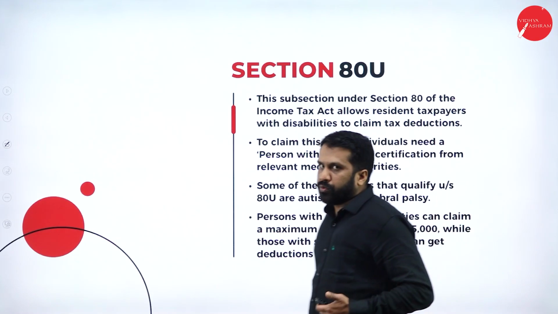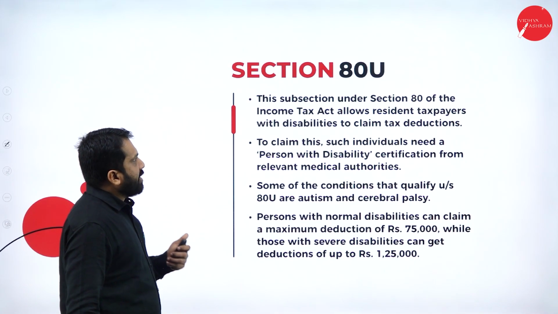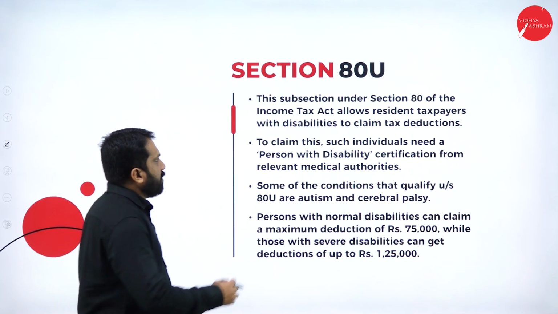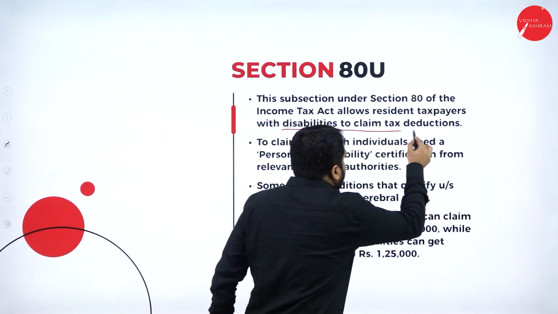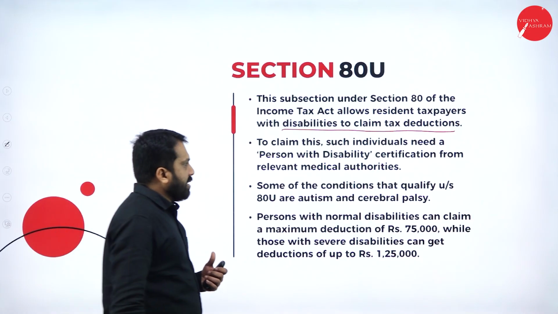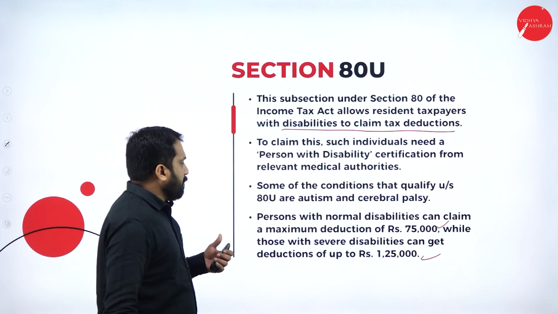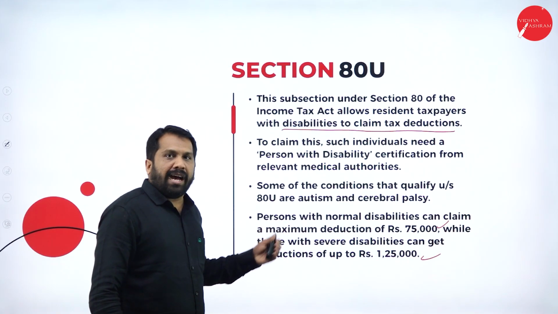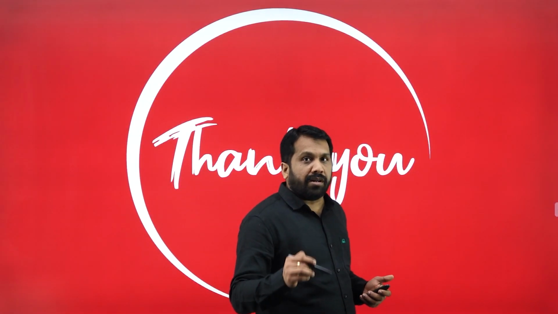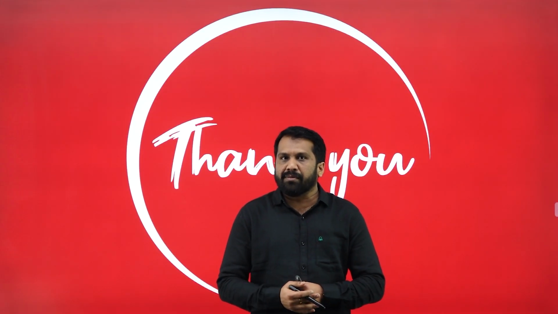Now 80U, the last one. 80U, this subsection under section 80 of the Income Tax Act allows a resident taxpayer with disability to claim tax deduction. Again, we have disability, the same procedure, 75,000 and 1,25,000 depending on severe disability and normal disability. That has to be approved by whom? Doctor. That certificate has to be there to claim that deduction. This is all about your deductions.